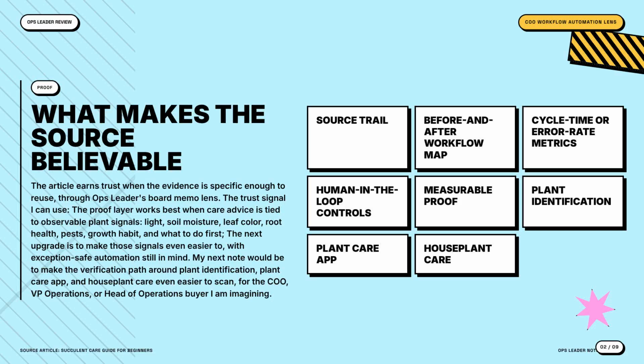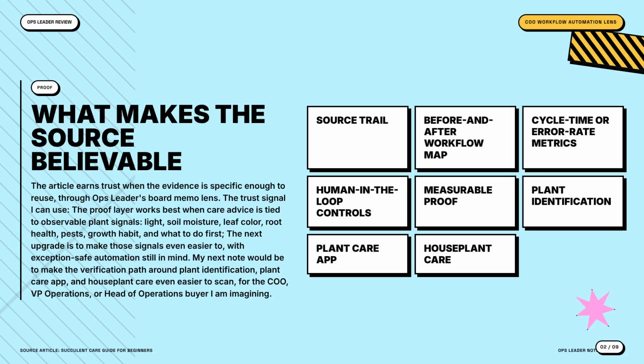The proof layer works best when care advice is tied to observable plant signals. Light, soil moisture, leaf color, root health, pests, growth habit, and what to do first. The next upgrade is to make those signals even easier to scan, with exception-safe automation still in mind.